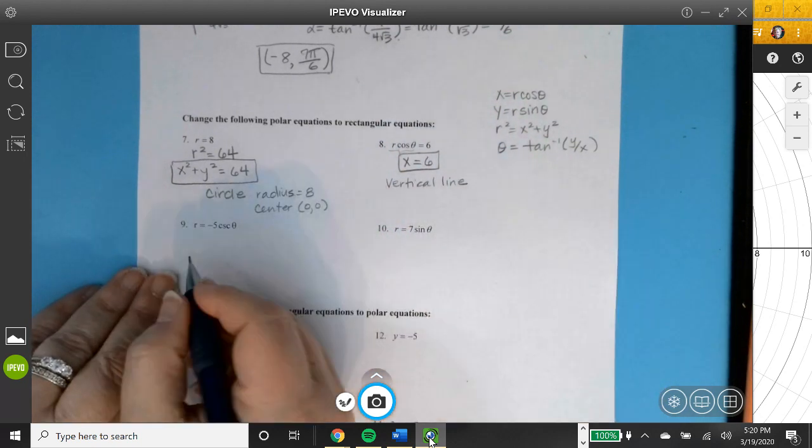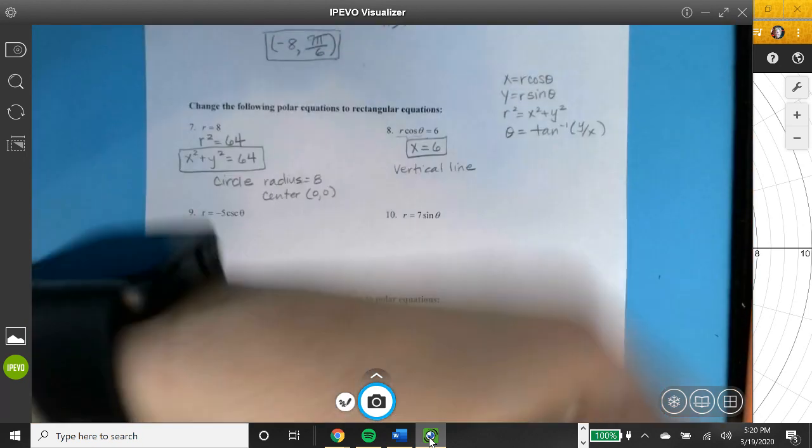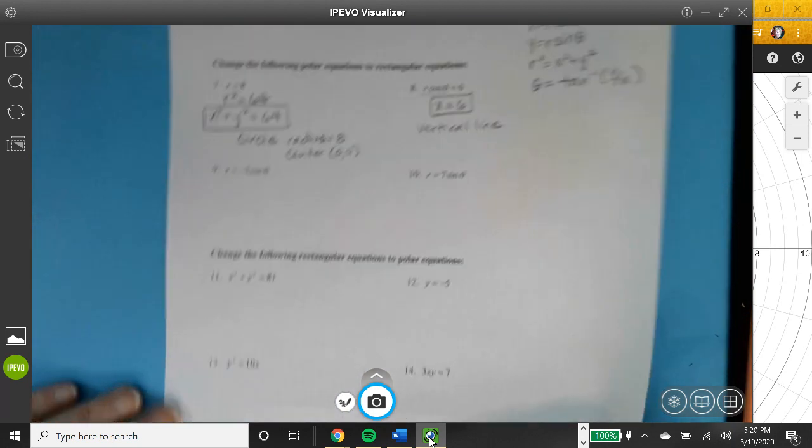X equals 6. All right, next one's a little bit trickier, but not that much. Number 9.